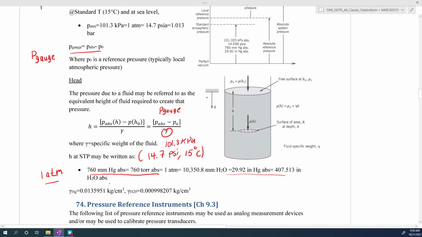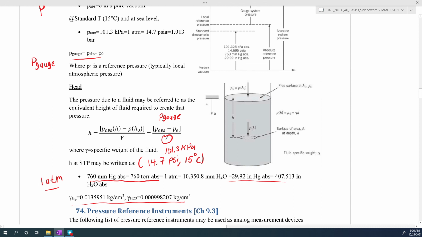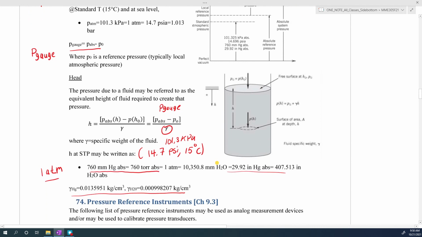Okay, so typically mercury is used because it has a higher specific weight, so it's more sensitive. It doesn't change height as much as water would for a change in pressure. So it's more convenient to use than it would be to use the same amount of water. The specific weights of mercury and water are provided here. Right? And then we'll use these concepts of head and pressure when we're talking about different pressure reference instruments that are used to measure pressure in different environments.